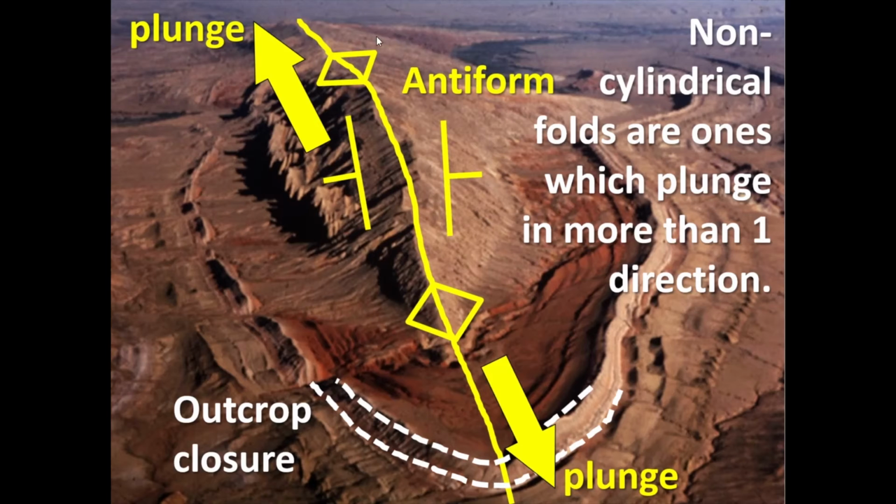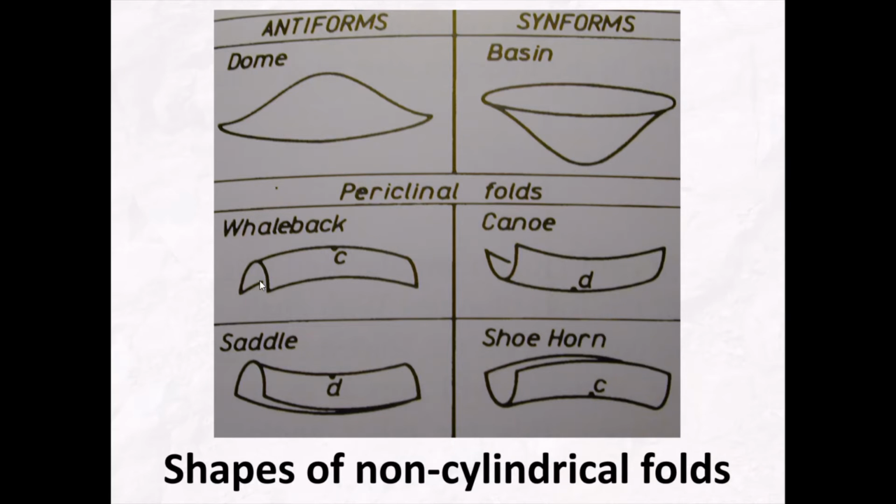So looking at our example in the previous slide, we've got an antiform where the two ends of the antiform are plunging away from each other. So we've got a whaleback fold.